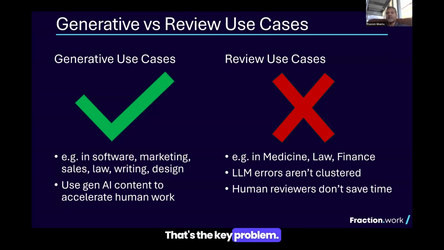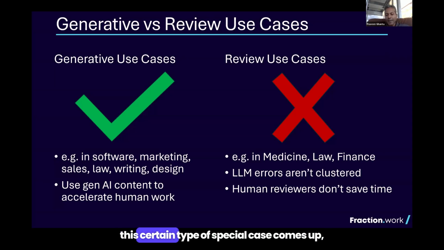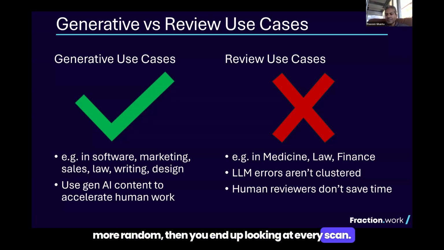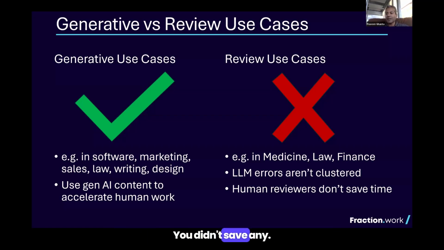That's the key problem. If you could say with confidence that every time this certain type of pneumonia or this certain type of special case comes up, we know the model's not very good, so let's just look at those scans. Well, that'd be great. That'd be something you could actually use. But if the errors are a bit more random, then you end up looking at every scan, and you just use the radiologist's time on every scan. So guess what? You didn't save any money. You didn't increase productivity. And so these review use cases, which I would characterize as final review.